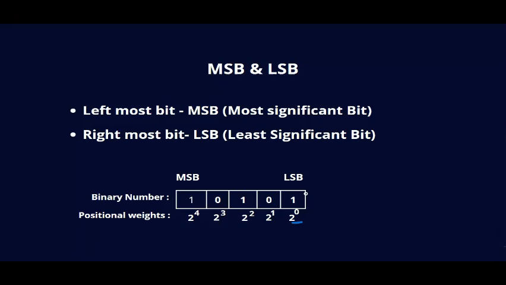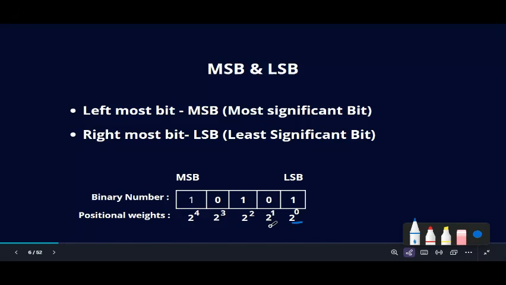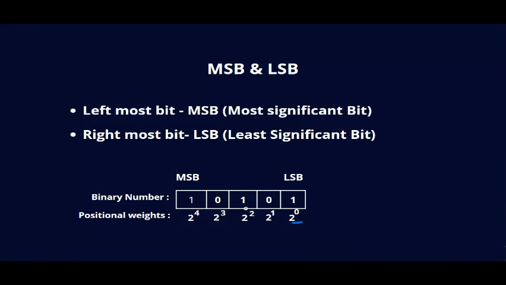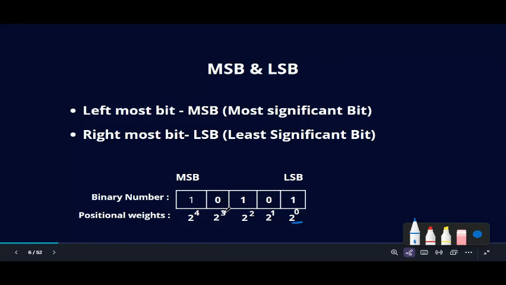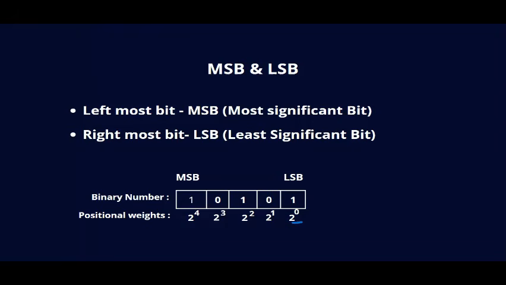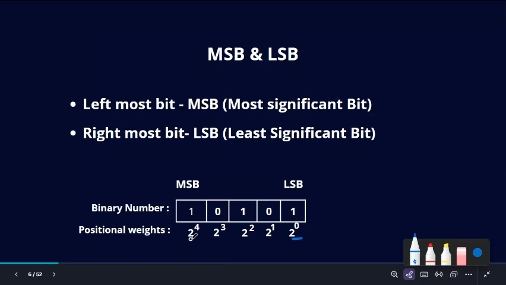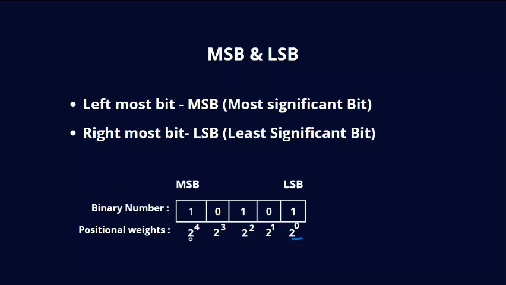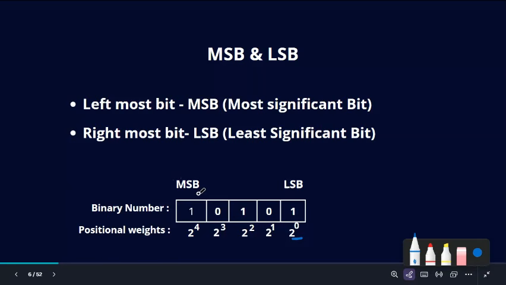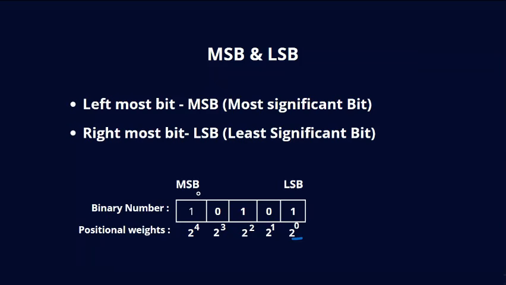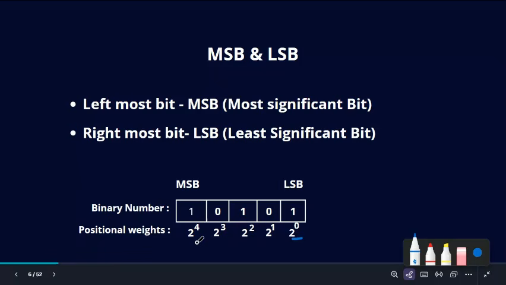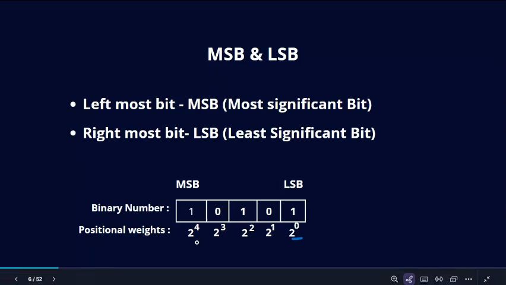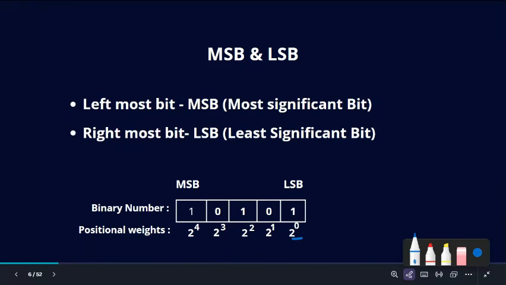The bit column to the left has a weight of 2 raised to 1 is equal to 2, and it is the 2's column. Next is 2 raised to 2 is equal to 4, and hence it is called the 4's column. Next is the 8's column, and so on. The leftmost bit has the highest positional weight and is referred to as the MSB or the most significant bit. Here, MSB is in 2 raised to 4, which is equal to 16. That is, it is in the 16's column.